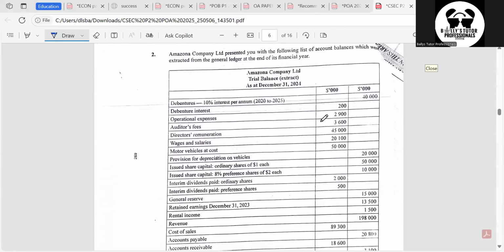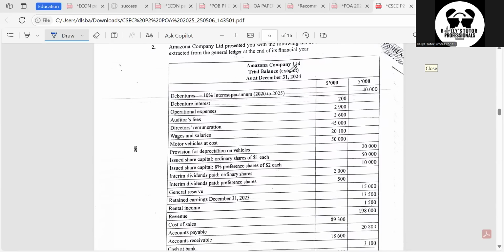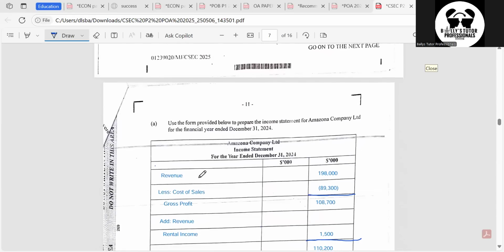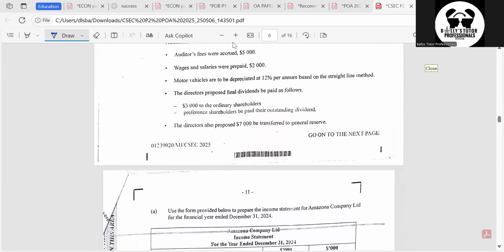Right, so number 2, they gave us a trial balance for a company with some additional information, and they asked us to do an income statement and a profit and loss appropriation account.